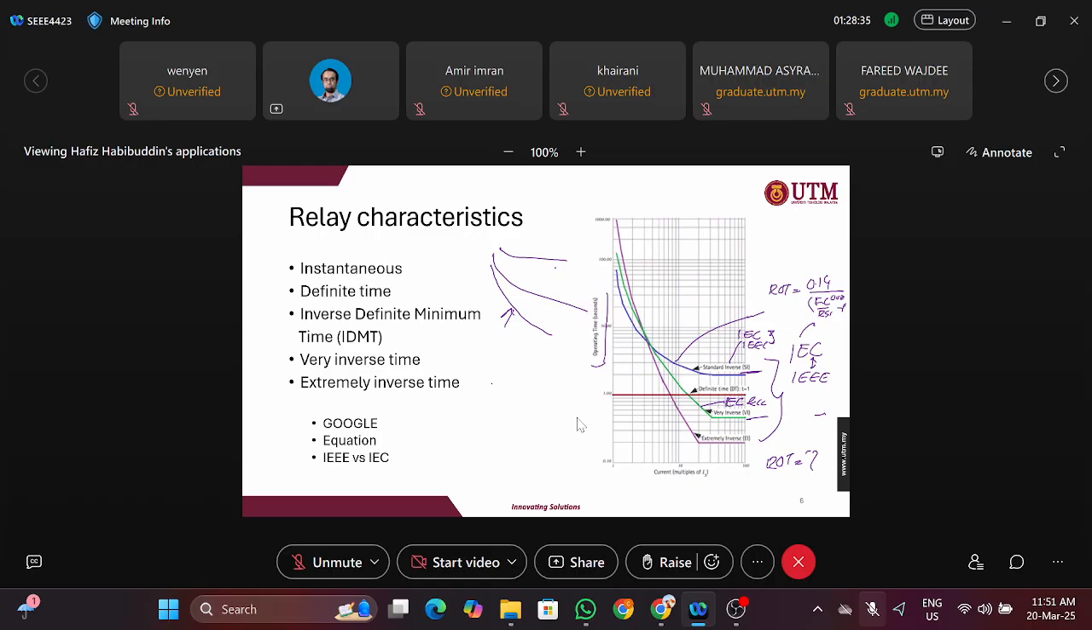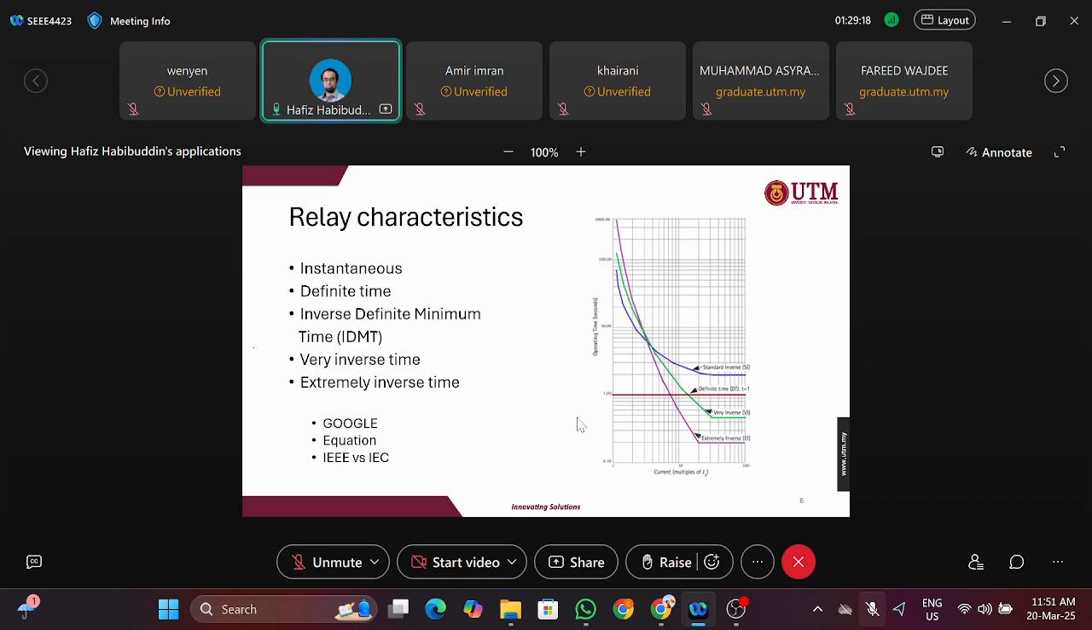So you have instantaneous relay, which trips instantaneously. You have definite time. This is not inverse. Definite time is this one, the red one. Meaning to say, regardless of the value of the current, once it detects the fault, it will trip at 1 second in this case. You can set it to be maybe 0.5, but your setting is of a definite or fixed time.